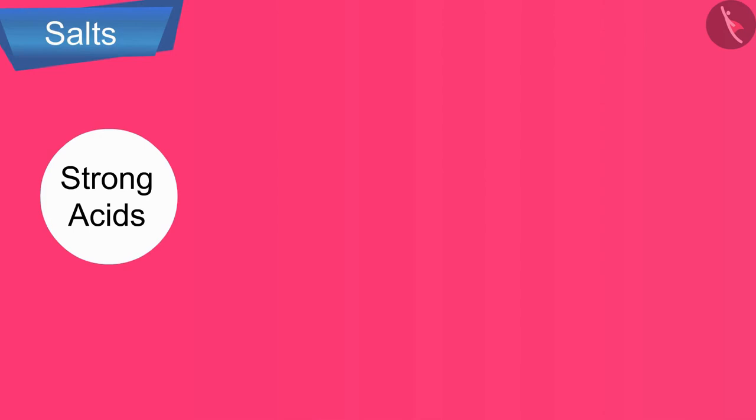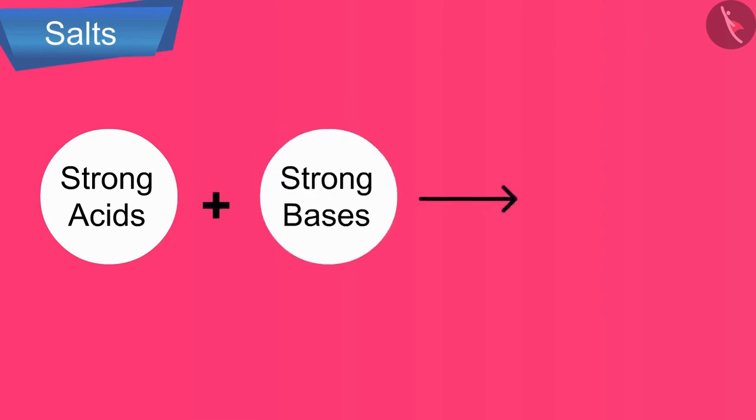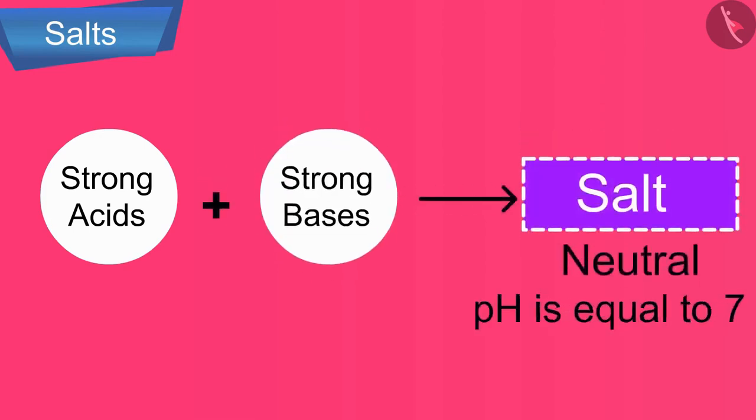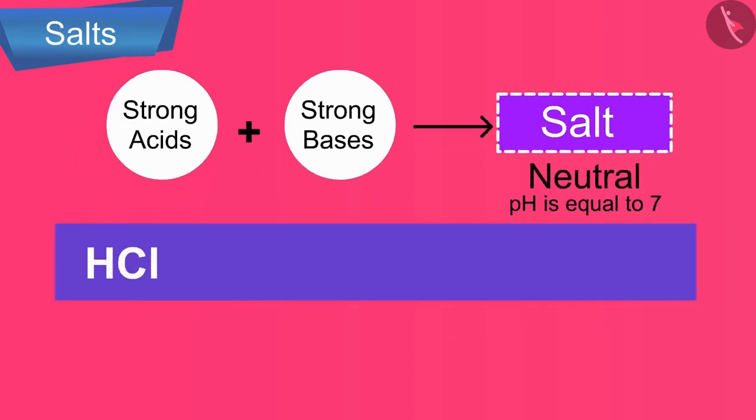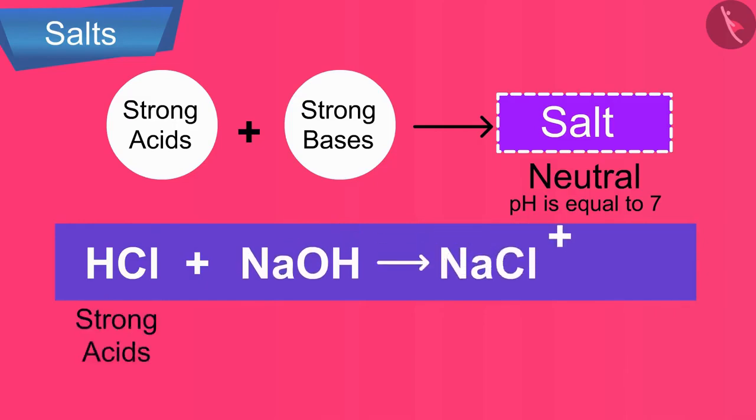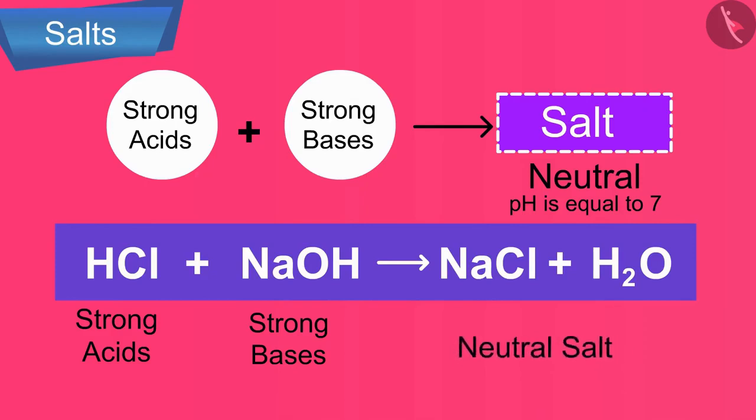Firstly, the salts of strong acids and strong bases give neutral solutions with pH equal to 7. For example, sodium chloride is formed from a strong acid, hydrochloric acid, and a strong base, sodium hydroxide, so it produces a neutral solution.